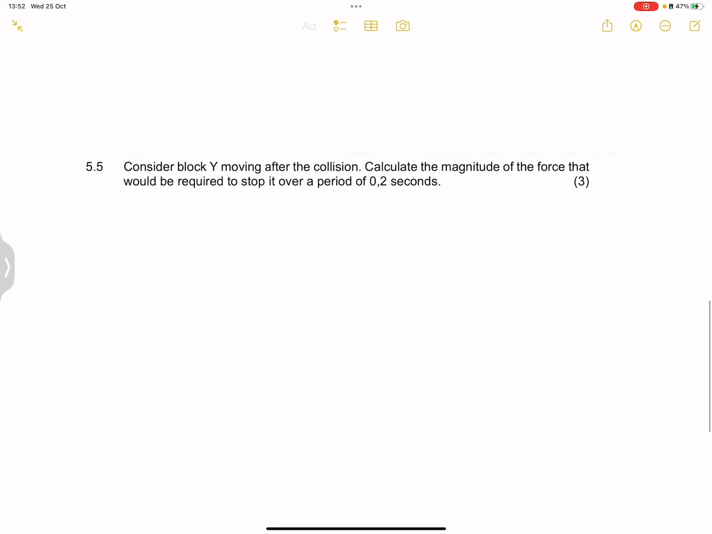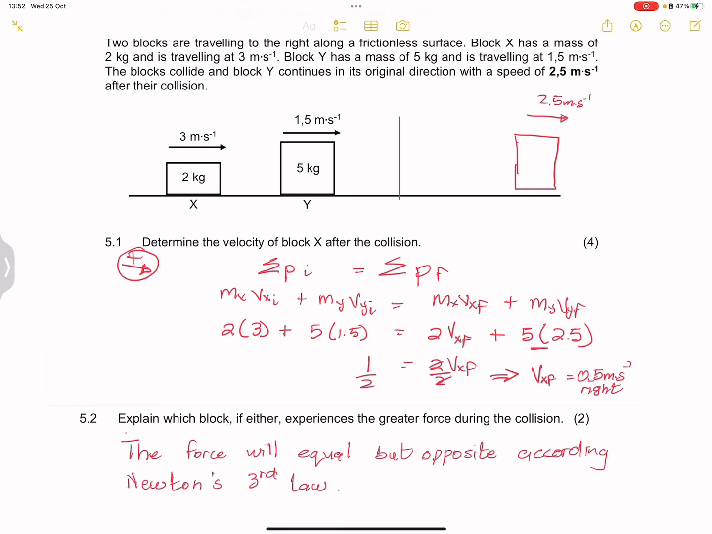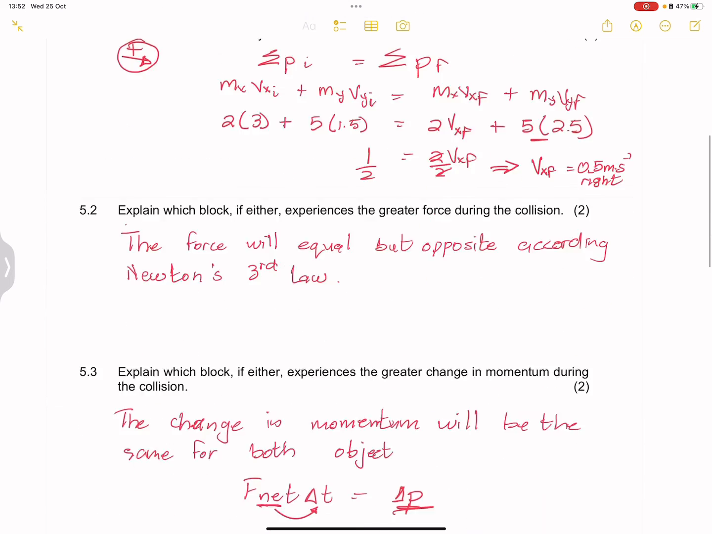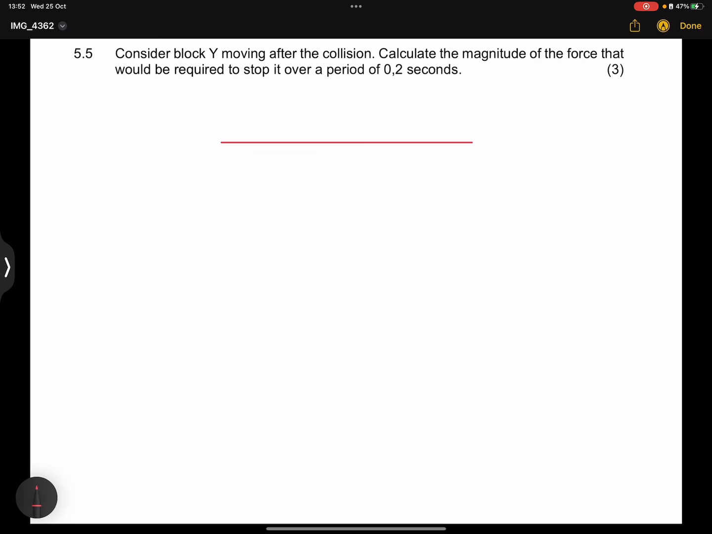Okay, now I want you to think about it. So block Y, we found out that block Y moves at a speed of 2.5 meters per second, right? So we want to stop block Y. So we first need to find out, right? What would have to be that force that would cause block Y to stop? Now think about it. We've got velocity initial, which was 2.5 meters per second. Our final velocity, we want that to be 0 meters per second, right? And we want that to occur within 0.2 seconds.